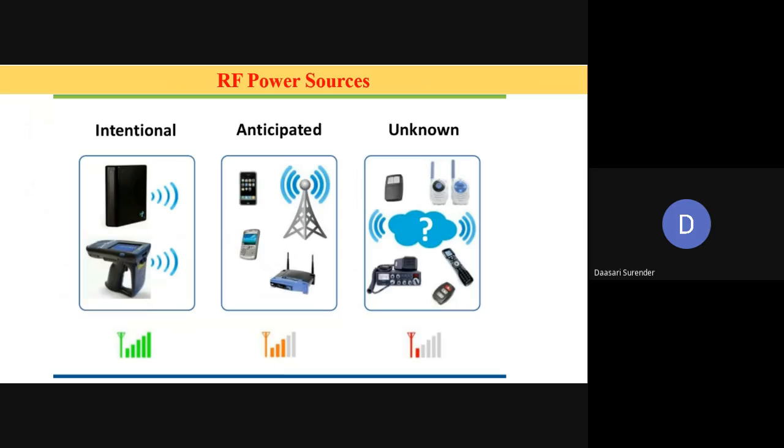Various RF power sources are presented. Here the intentional source is simply a dedicated source, especially established for RF energy harvesting applications. For a dedicated source, the signal strength is high. For anticipated sources, the signal strength is moderate, a little bit less compared to the intentional, dedicated devices. And the ambient environment comprises several unknown sources, and the power density of the available unknown sources is very low.